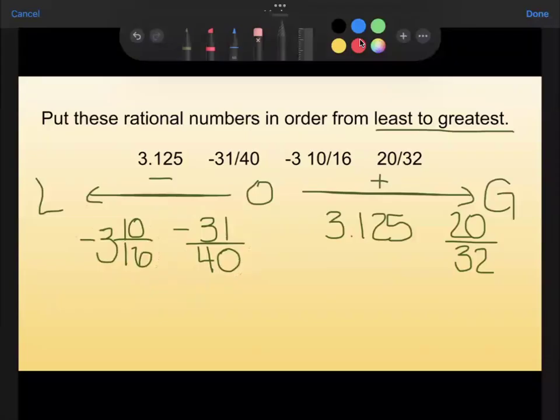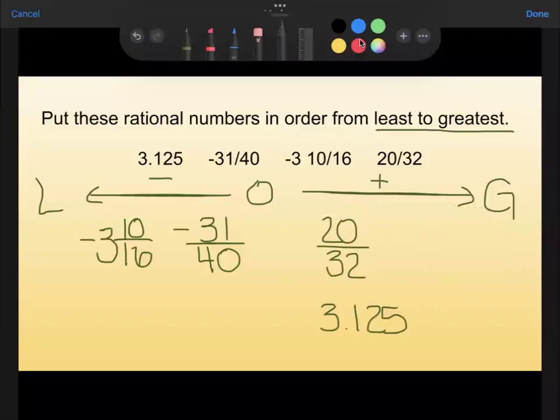Now for the next one, I need to compare 3.125 to 20 over 32. But I can also do that based on the whole numbers. The 3.125 has three ones, or a 3 in the ones place. The 20 over 32 has no ones, or 0 ones. So 3 is definitely greater than 0. So I'm going to go ahead and switch those around. I'm going to just move this down here for now. Then I'm going to circle that one and move it in the middle here. And then I'm going to bring this one back. So I know between those two, 3.125 is greater than 20 over 32, which means this should be my final order: negative 3 and 10/16, negative 31 over 40, 20 over 32, and 3.125.